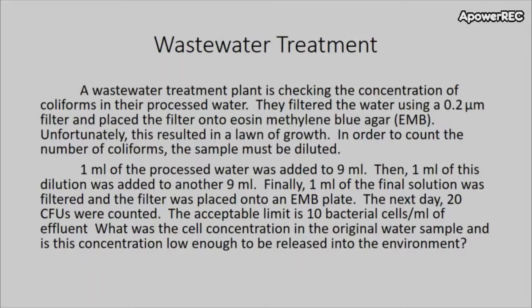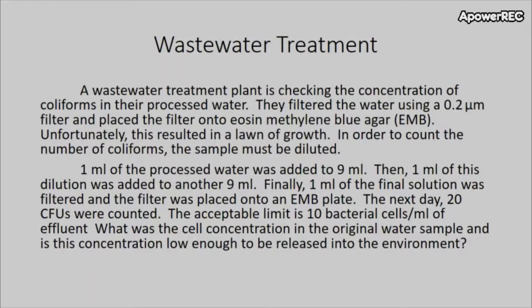And essentially, in order to do this properly, that water sample had to be diluted, because you can imagine there's going to be potentially a lot of coliforms in that water sample. So before filtering it, they dilute it, 1 mL into 9 mL, so that's a 1 to 10 dilution. And then that 1 mL of this dilution was then diluted again in a 1 to 10 solution. So we have 2 dilutions.